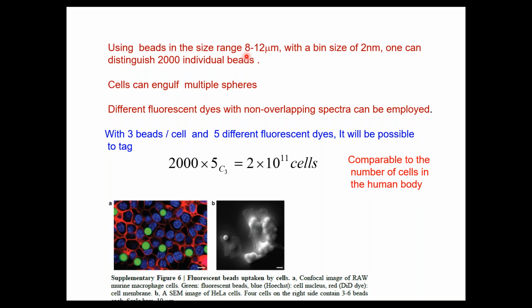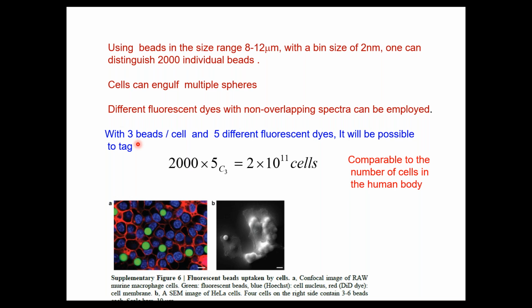For example, the size range of 8 to 12 micrometers. This is the range of the spheres, and a bin size of 2 nanometers. So with a gap of 2 nanometers, you can use around 2000 individual beads with different sizes, and you can use multiple colors, multiple fluorescent dyes, so that they will not overlap.